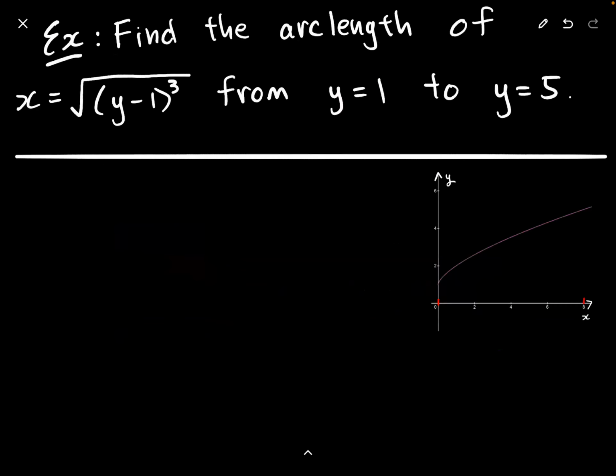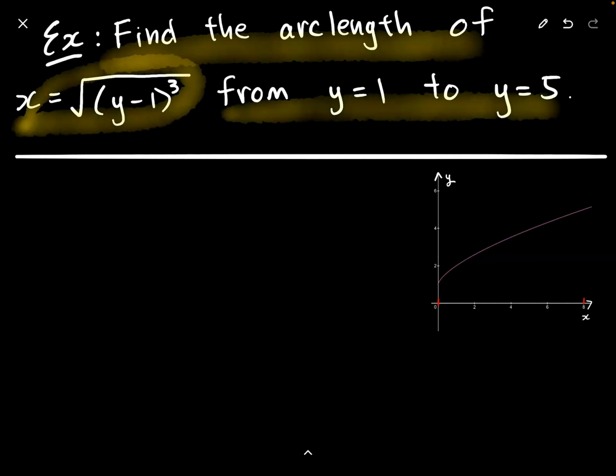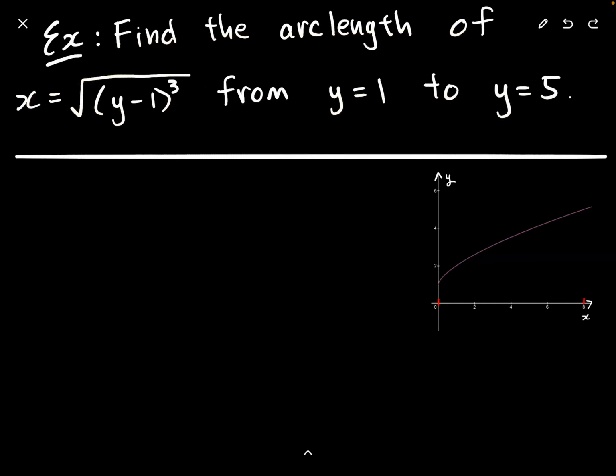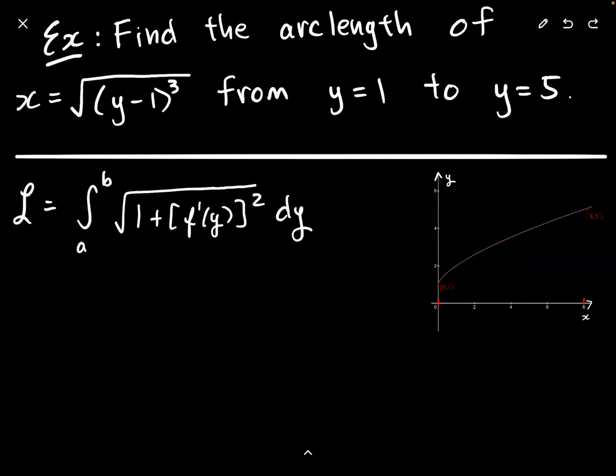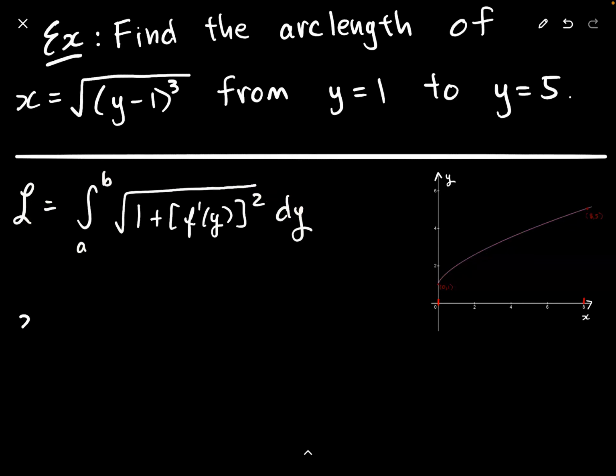In the next example, find the arc length of this function from y is equal to 1 to y is equal to 5. So in this case, we have a function of y, and we'll be integrating with respect to y. We are looking for the arc length, so we're looking for the length of the function from y is equal to 1 to y is equal to 5. So we can use the arc length formula with respect to y. So we'll write down x as a function of y.